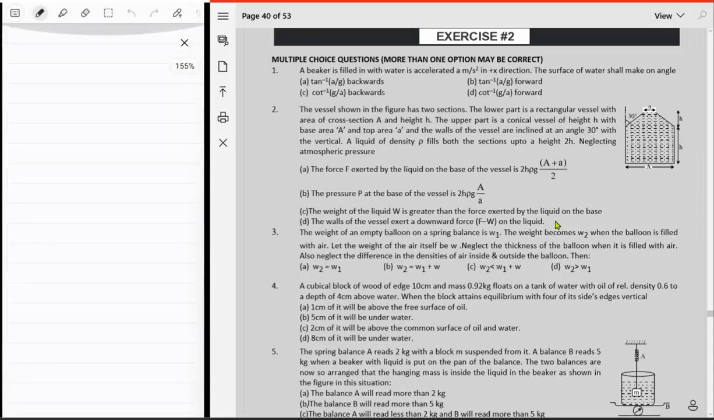First question. A beaker filled with water is accelerated at a meter per second square in the x direction. The surface of the water shall make an angle.